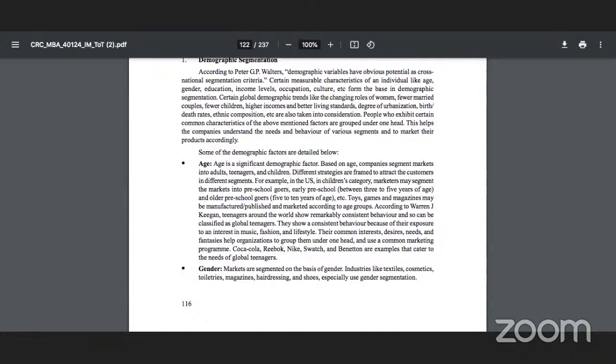It is pretty universal. We have similar segmentation in any of the countries, including India. But what is important is why they are going into such detailing. Because the toys, games, and magazines are manufactured or published and marketed according to age groups. For example, if you see the kind of books that preschoolers refer, they primarily consist of a lot of pictorial diagrams or stories written in large letters with little content.